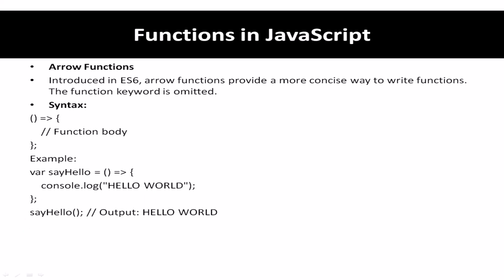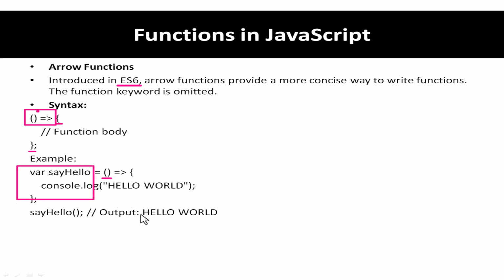Next, arrow functions. Here we are using an arrow symbol, which represents the ES6 function. It provides a concise way to write functions, where the function keyword is omitted. For example, here we have the following syntax. In an arrow function, we identify it as a function by the braces. A function has braces; it starts with a brace and ends with a brace.